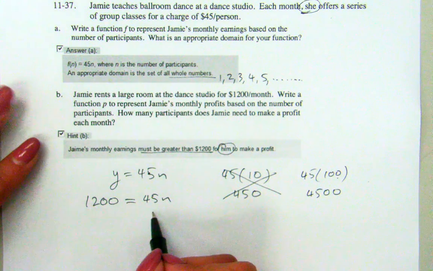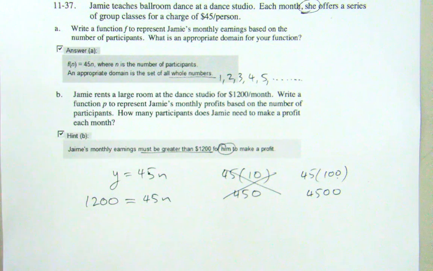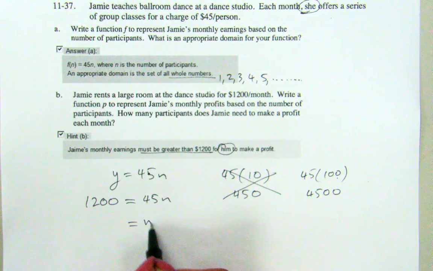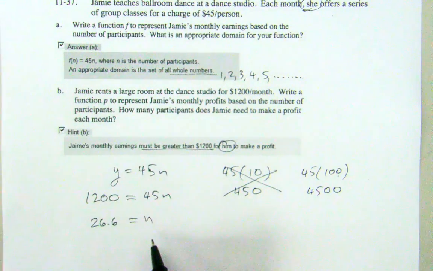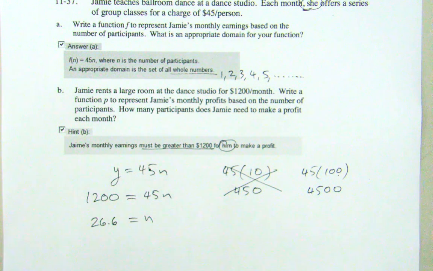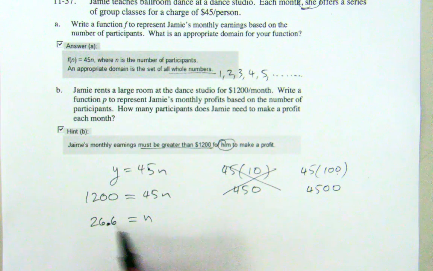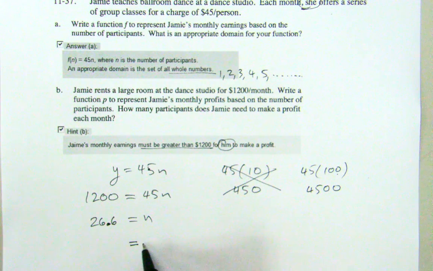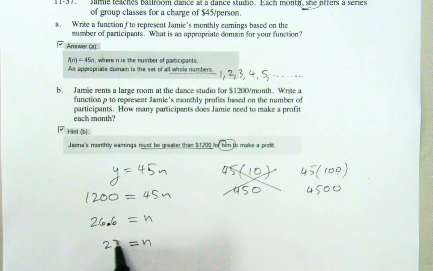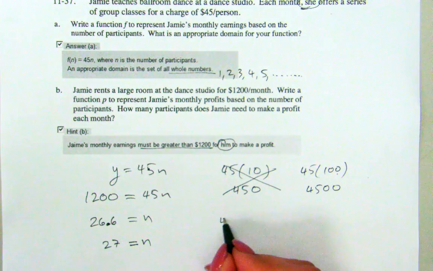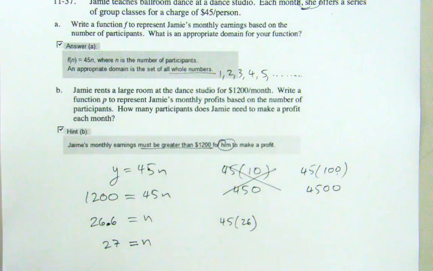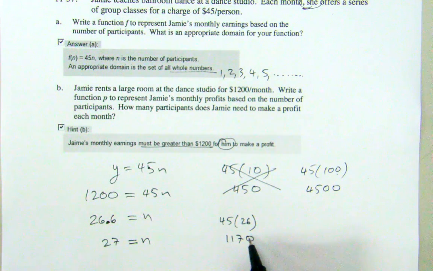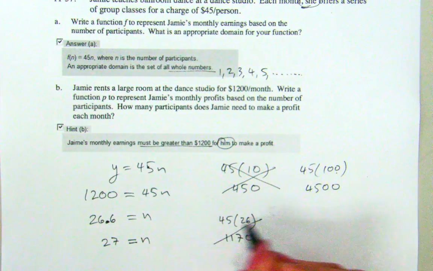So let's see, 1200 divided by 45 is n equals 26.6. Okay, well, you can't really have 26.6 people. Six-tenths of a person doesn't make any sense. So realistically, it's got to be around n equals 27, because if you go to 26 people, 45 times 26 is just 1170. You haven't made enough to cover your rent, and you're still not making a profit.